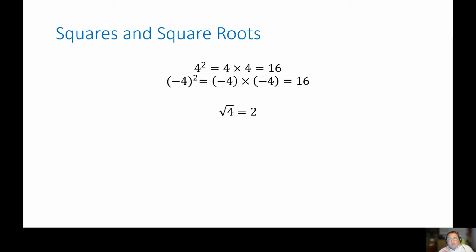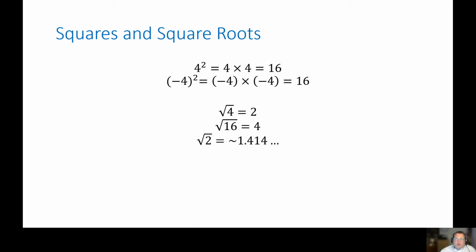Square root. Square root of 4 is 2. It's simply because 2 squared is 4. 2 times 2 is 4. Square root of 16 is 4 because 4 squared is 16. Okay.